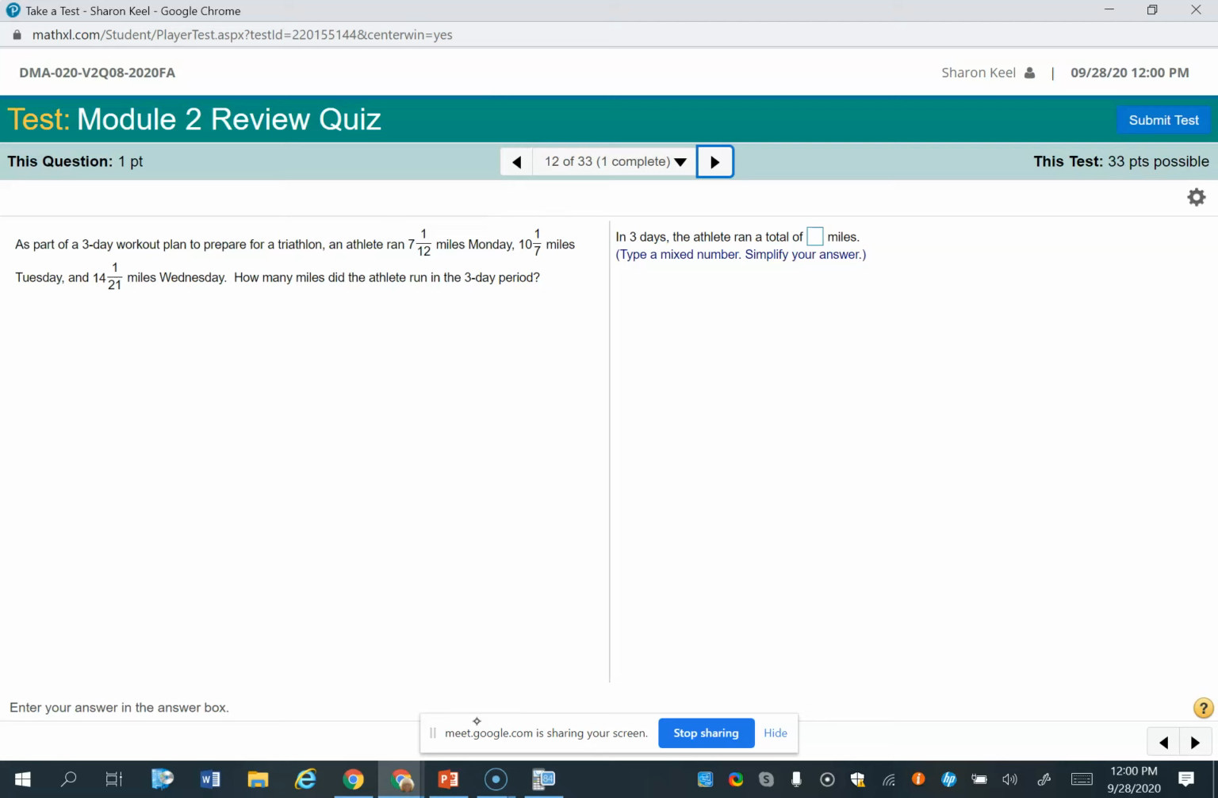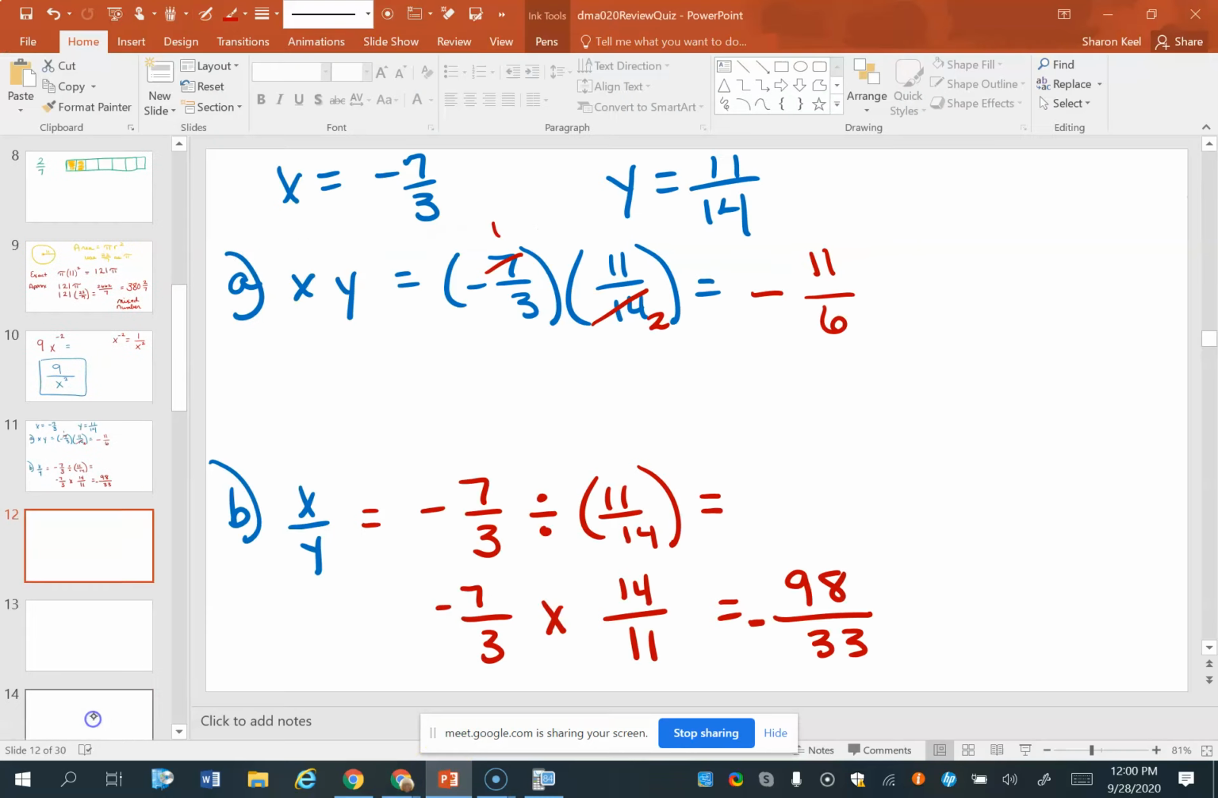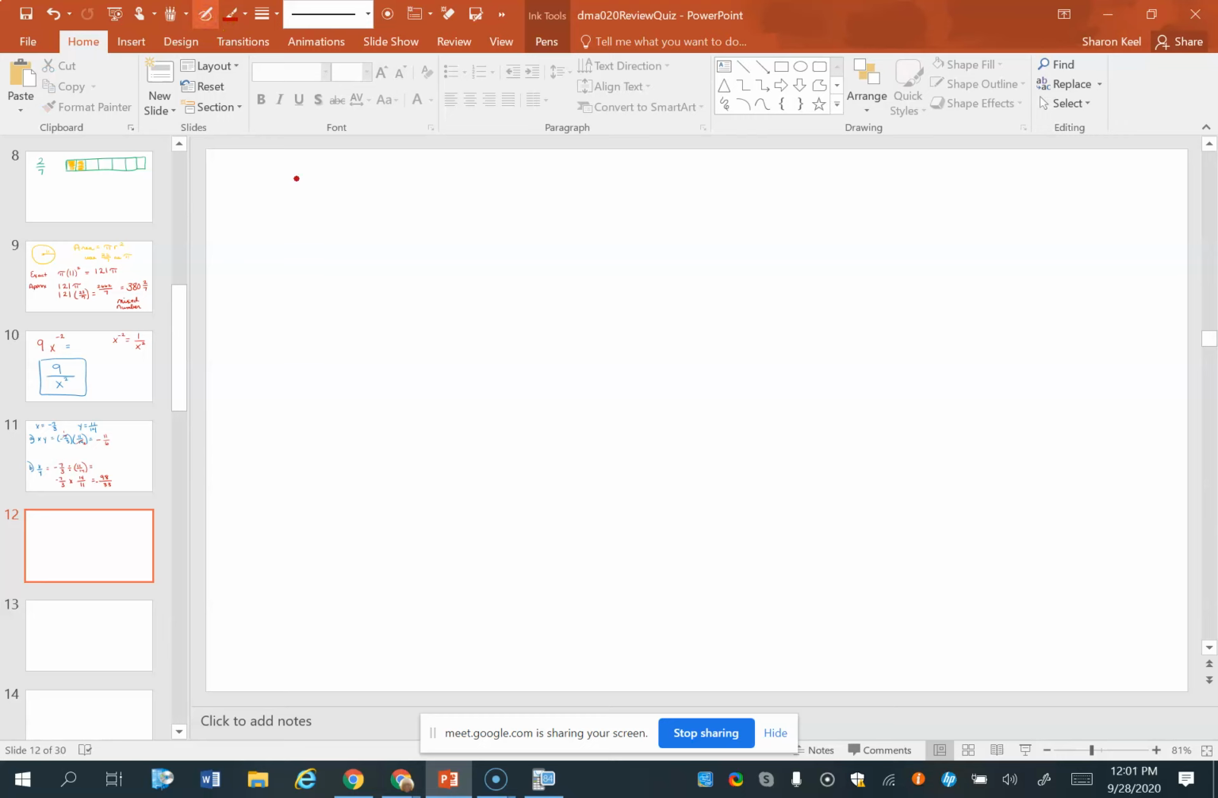As part of a 3-day workout plan to prepare for a triathlon, an athlete ran 7 1/12 miles Monday, 10 1/7 miles Tuesday, and 14 1/21 miles Wednesday. How many miles did the athlete run in the 3-day period? Type a mixed number and be sure your answer is simplified. So we're going to have an addition problem for Monday, Tuesday, and Wednesday.